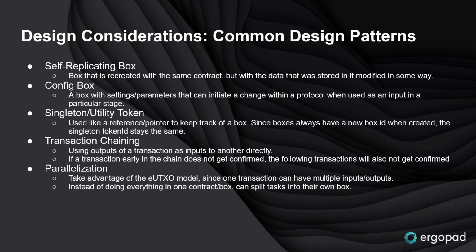The next idea is transaction chaining. You can use outputs of previous transactions as inputs to another one directly within your off-chain code. And when you submit everything to the blockchain, if the first transaction in the chain doesn't get confirmed, then the following ones will not get confirmed. But the advantage of using transaction chaining is that you can, in your code, create more complicated protocols that involve previous boxes.